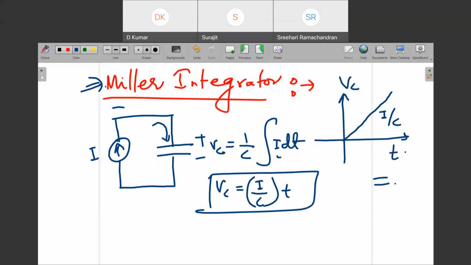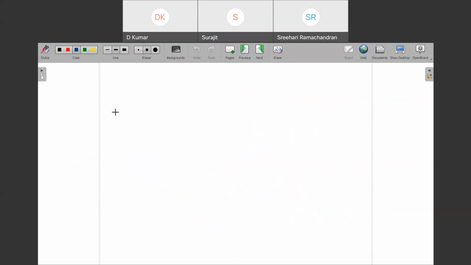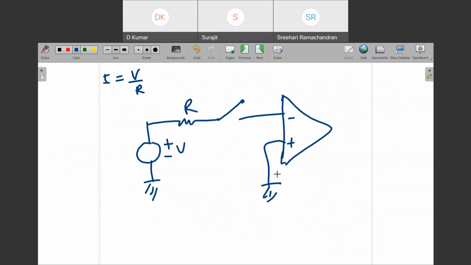But now, as I told you, you can bring the op amp into the picture. So I can visualize with the help of V by R. We will put V, we'll put R, and we can put a switch as well, no problem. And here the op amp should be in which mode? Inverting mode, right?